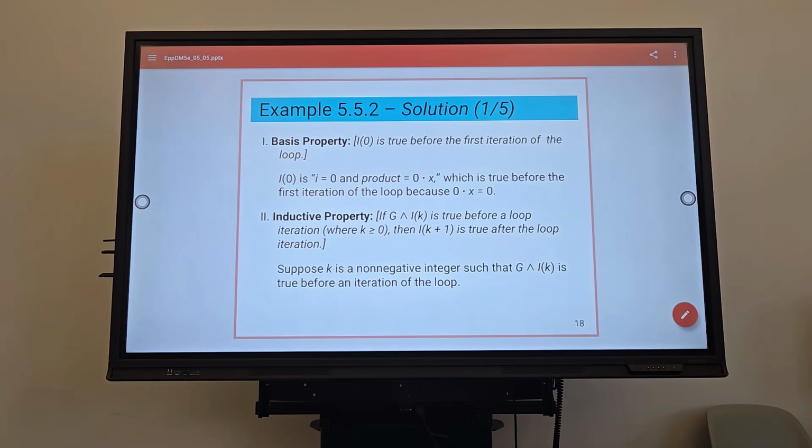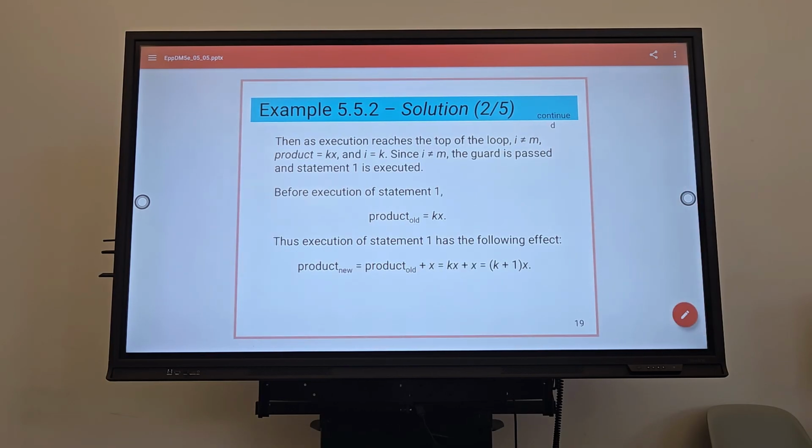Inductive property. Suppose k is a non-negative integer such that G and I of k is true before an iteration of the loop. Then as execution reaches the top of the loop, I does not equal m, product equals k times x, I equals k. Since I does not equal m, the guard is passed and statement 1 is executed.